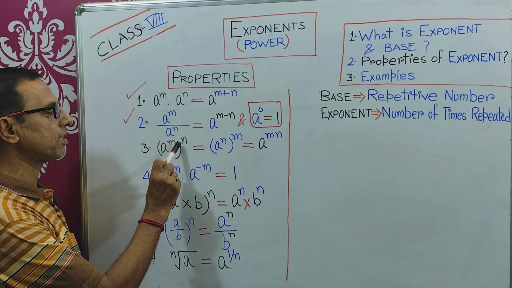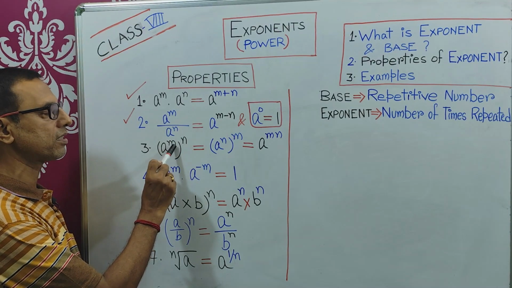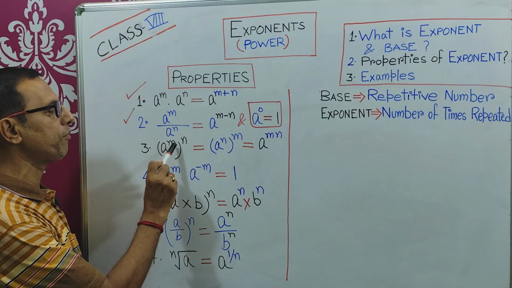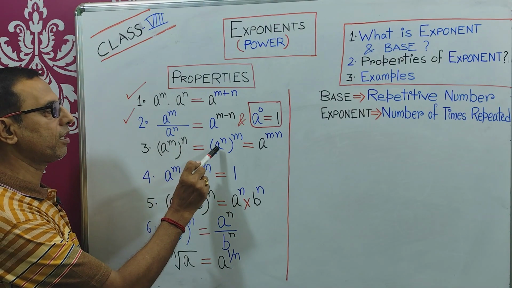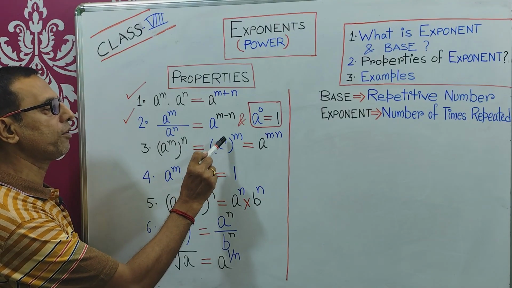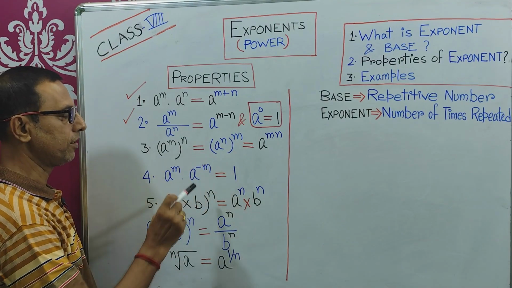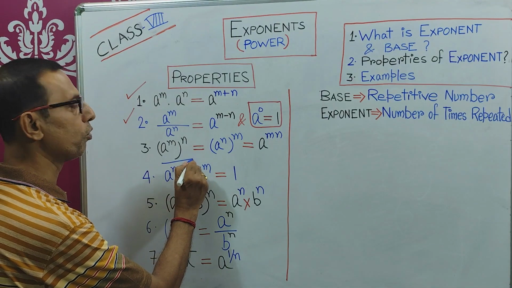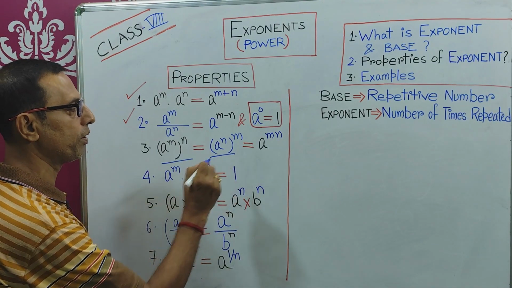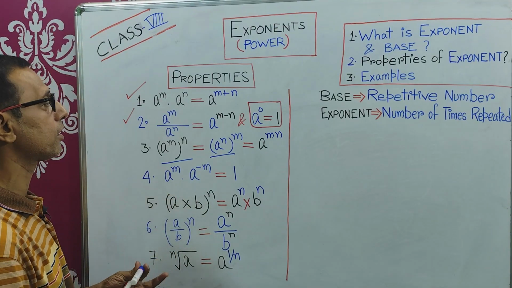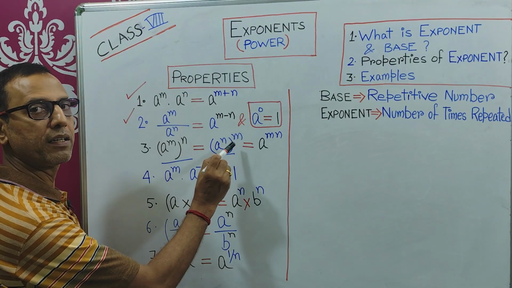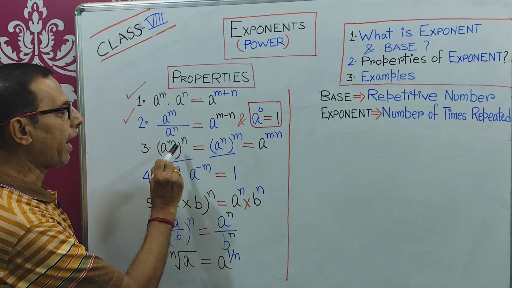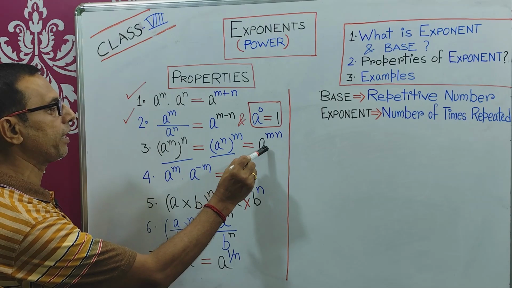these two powers. That means the power outside the bracket comes inside, and the power inside the bracket goes outside. So a to the power m whole to the power n, you can write as a to the power n whole to the power m. That is one property. That equals a to the power mn, because when it is whole and there is another power, you can write it as a to the power mn.